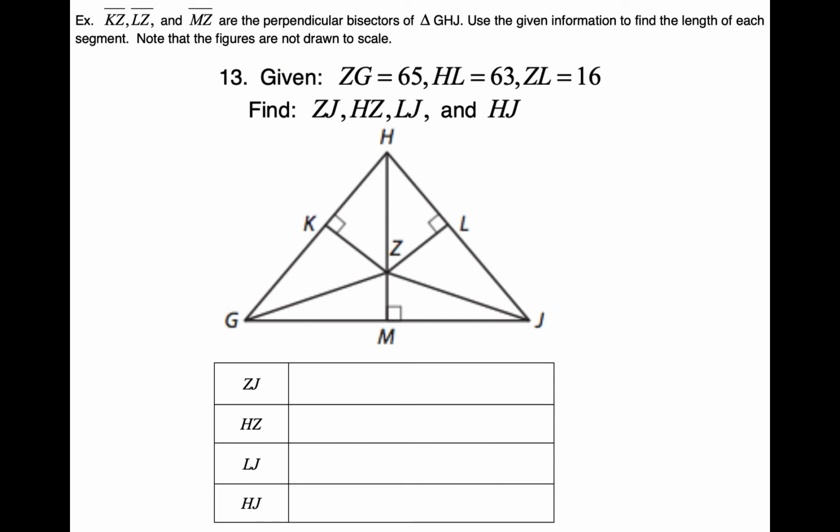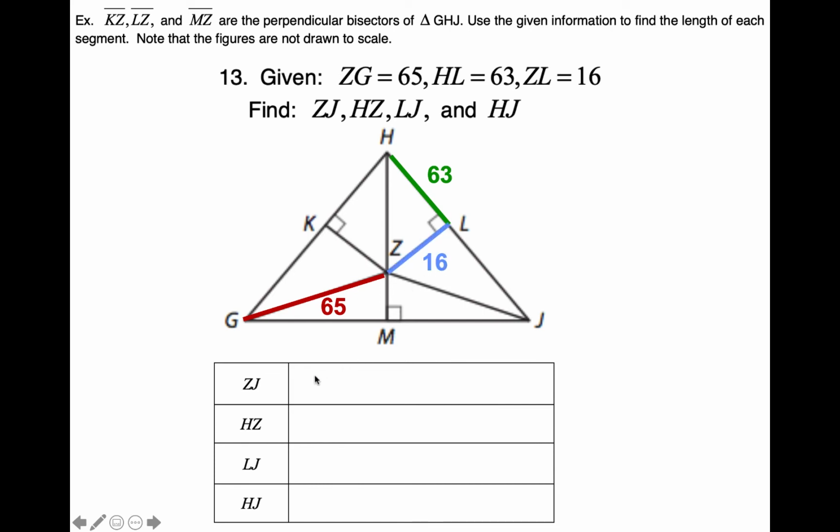So if we're looking here, it says segment KZ, segment LZ, and segment MZ are the perpendicular bisectors of triangle GHJ. Use the given information to find the length of each segment. Note that the figures are not drawn to scale. So we're going to fill in our given information into the picture. So we have segment ZG, so from Z to G is 65. From H to L, it's 63. And from Z to L, it's 16.